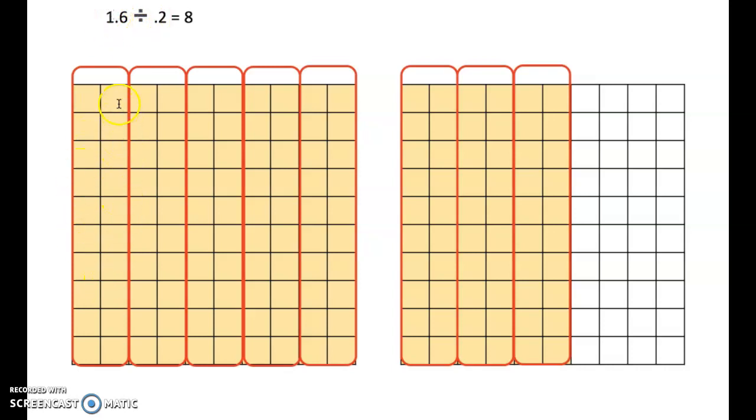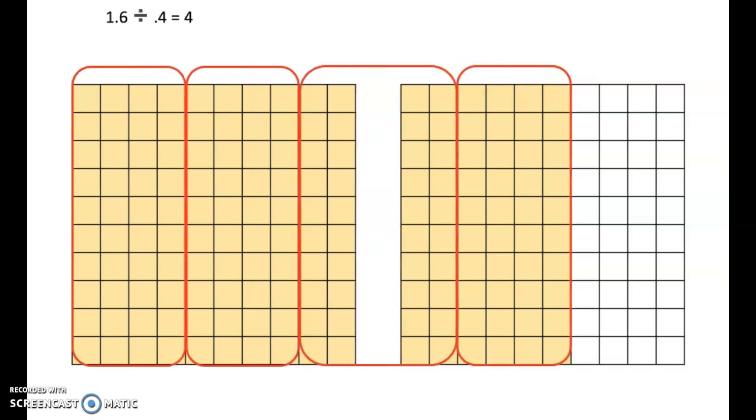So we can partition off our 0.2s and then count. We have 1, 2, 3, 4, 5, 6, 7, 8 of them. Same concept. How many 0.4s fit inside of 1.6? We've got 1, 2, 3, 4. So your answer would be 4.